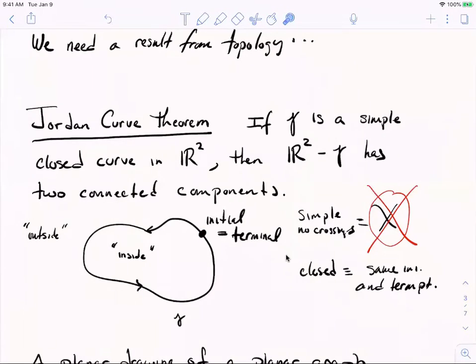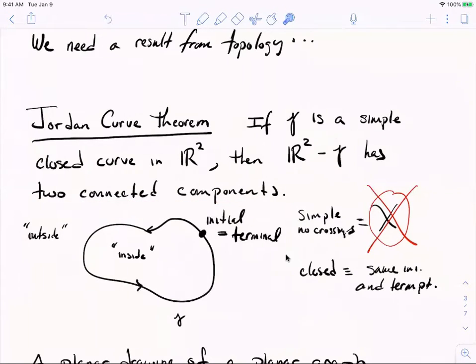I should have said this at the beginning, but this is kind of a generalization of a circle. It's like a warped circle. So you can't make it cross over on itself. You can't break it so that it doesn't end where it started. And that's it. It's a simple closed curve in the plane. And then what the Jordan curve theorem says is that its complement, R2 take away that curve, all the points in the plane that aren't on the curve, has two pieces.